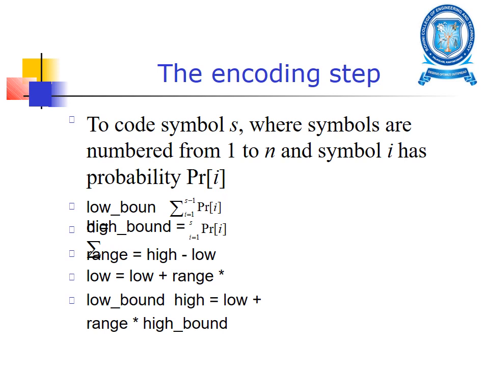Now let's see the encoding step. To encode a symbol S, where the symbols are numbered from 1 to n, and the symbol i has probability P of i.